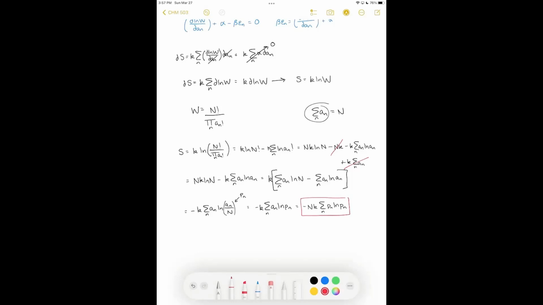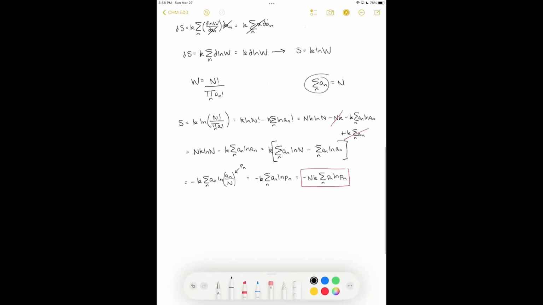Now we can push onward from here to actually get something based on Q, our microscopic partition function, by using Boltzmann's distribution. So Boltzmann's distribution, remember, says that p sub n, the probability of our particles being in a certain state, is simply equal to e to the minus beta epsilon n, so e raised to the negative energy over kT, divided by the partition function Q. So in our equation up here, we have the natural log of p sub n, which is then simply negative beta epsilon n minus the natural log of Q.